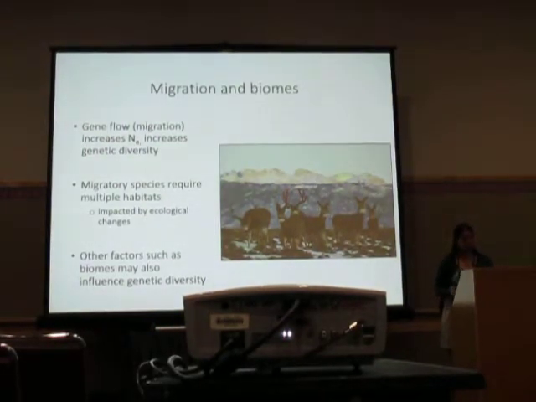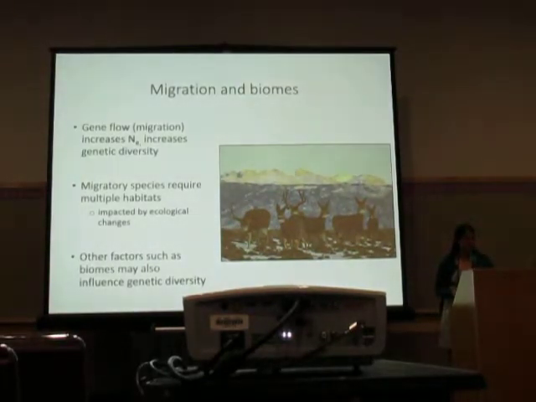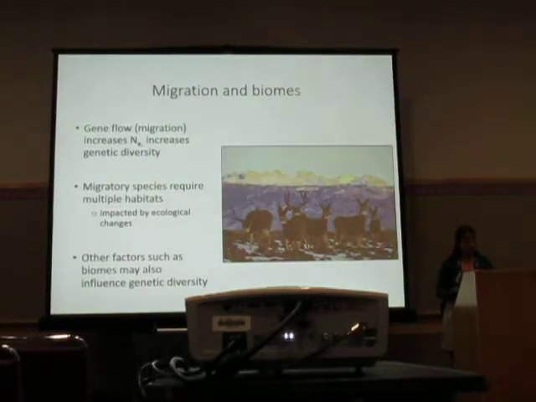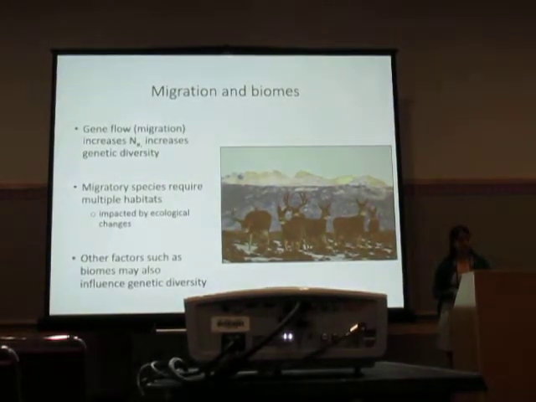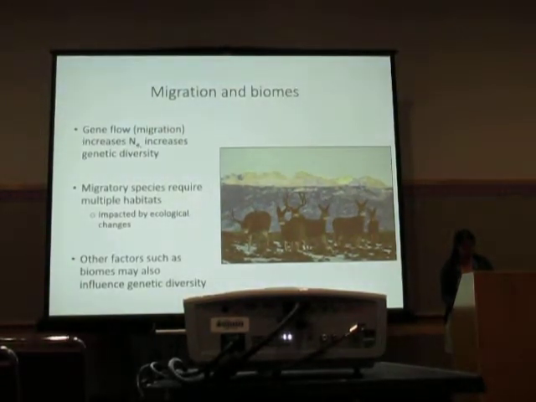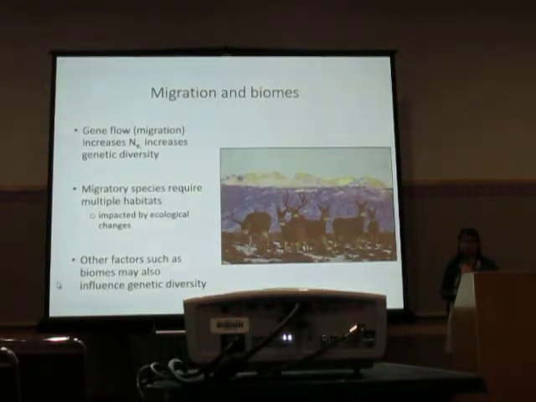However, to combat these losses, gene flow or migration can help facilitate allelic exchange, which can increase your effective population size and thus increase your genetic diversity. Migratory species require at least two distinct habitats, and in turn these species can be more likely to be impacted by ecological changes such as hurricanes, competition, predation, or pathogens, compared to species that only require one habitat. However, other factors such as biomes may be influencing genetic diversity.